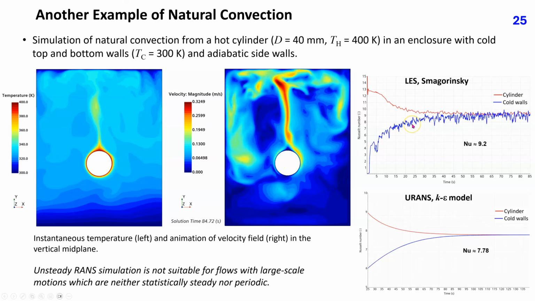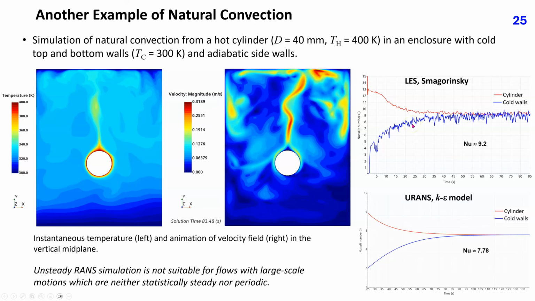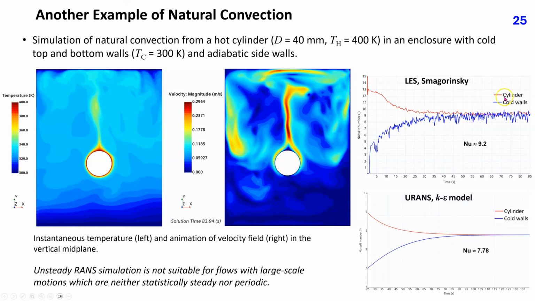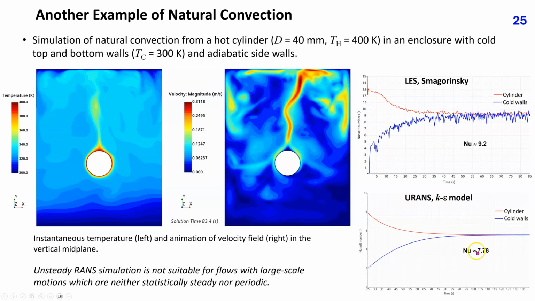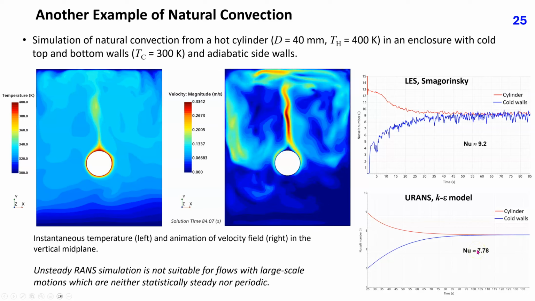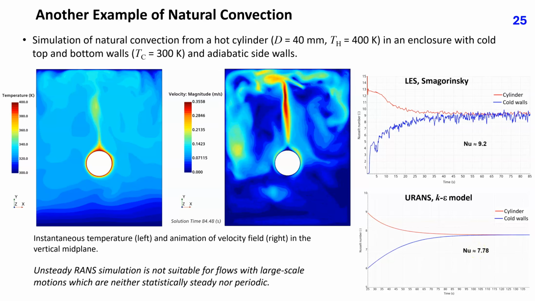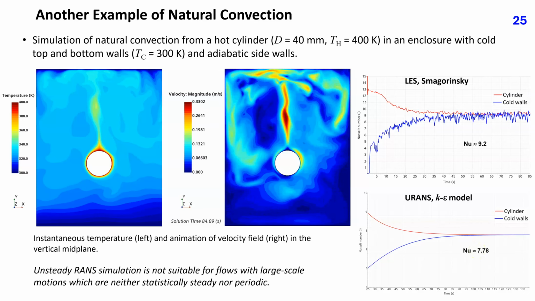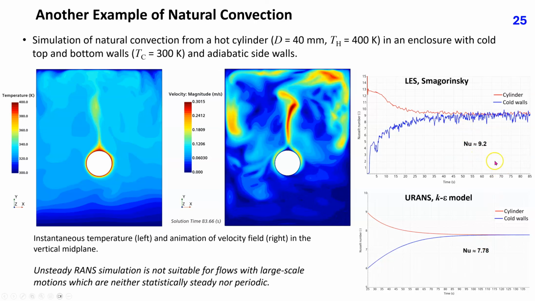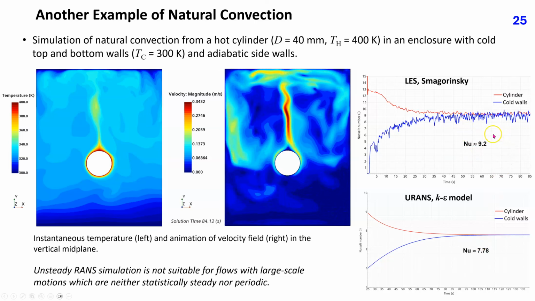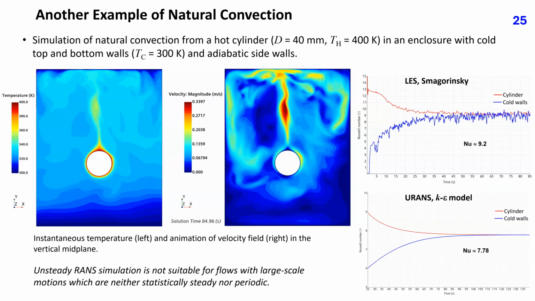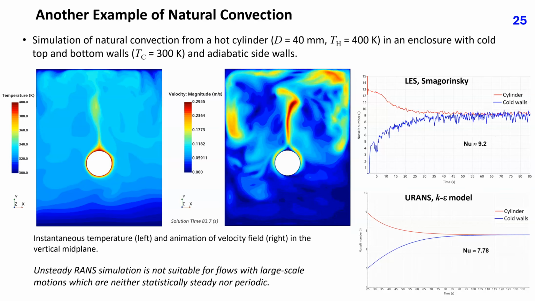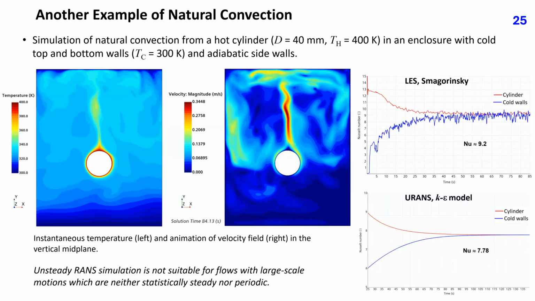These two plots show the normalized heat transfer through the cylinder wall and the two cold walls, computed using LES and URANS approach. The difference between Nusselt numbers from the two simulations is very large, more than 15% relative to the value from LES, which is considered more accurate. This shows that unsteady RANS simulation is not suitable for flows with large-scale motions, which are neither statistically steady nor periodic.